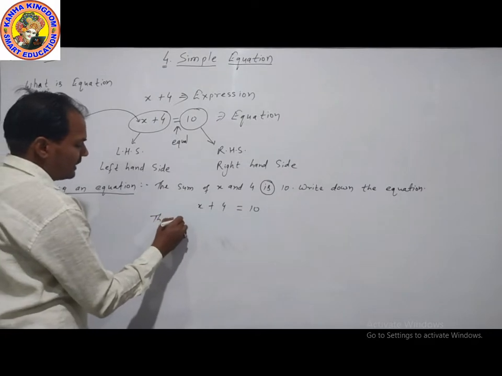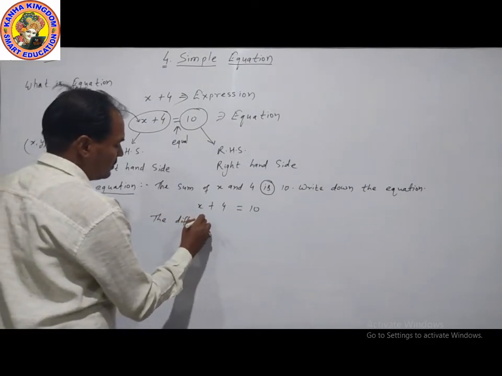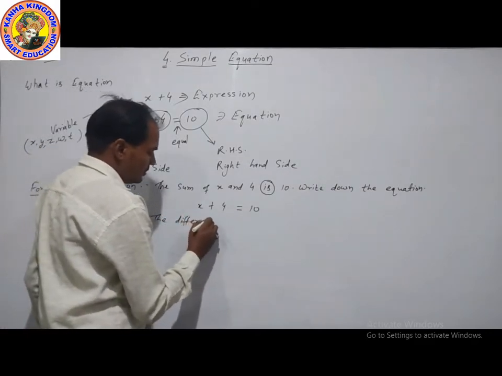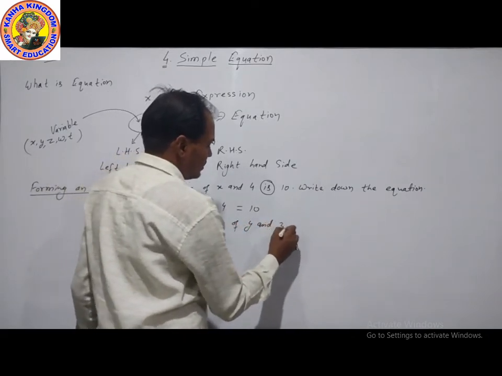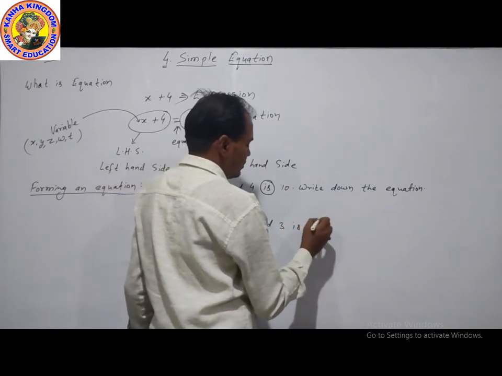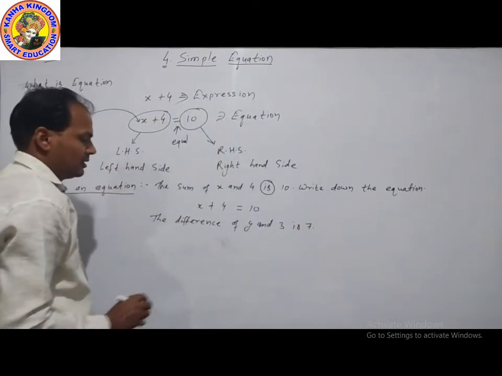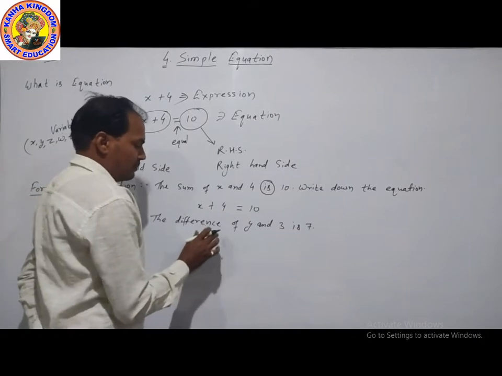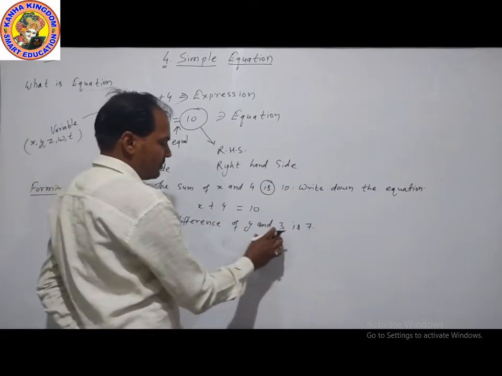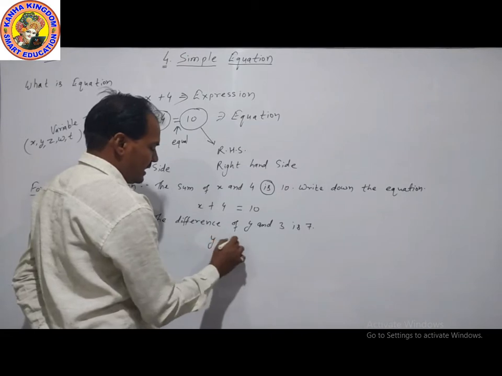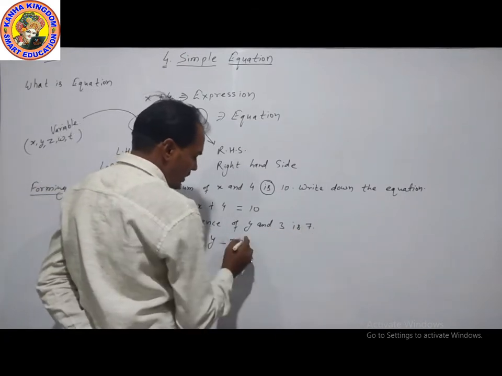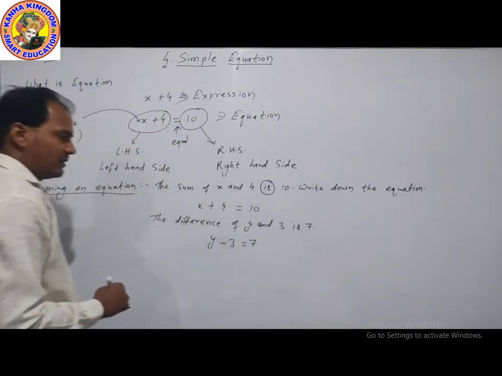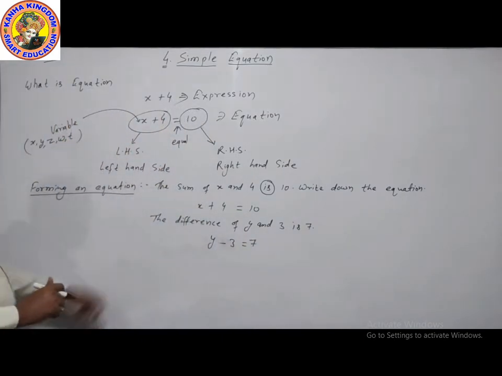Another one, the difference of y and 3 is 7. Difference means subtraction. Subtraction of y and 3. The operation is subtraction. Is equal to 7. This is an example for sum, and this is an example for difference.